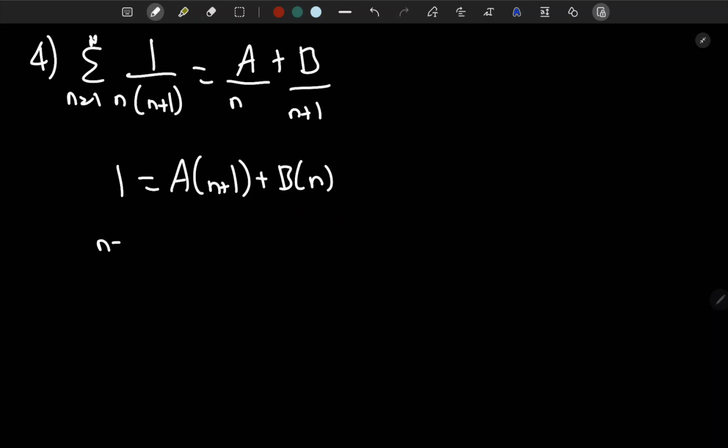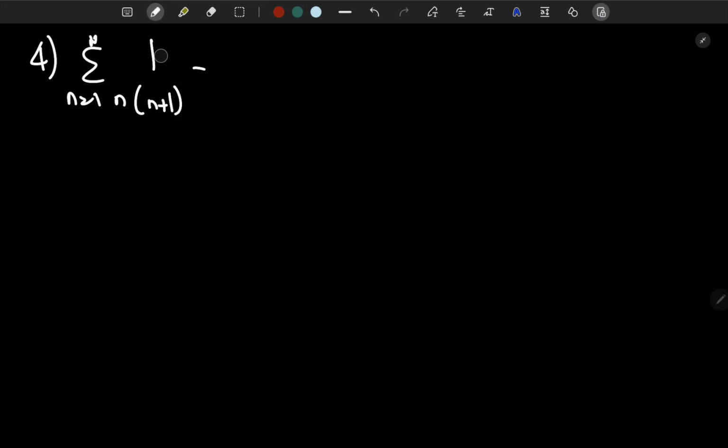So when n is equal to 0, then A is equal to 1, and when n is equal to -1, B is equal to -1. So now let's write that here. This is going to be sigma of 1 over n, since A was 1, minus 1 over n plus 1, since B was -1.